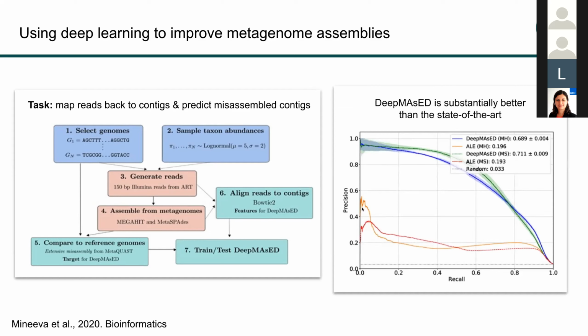This is a comparison of DeepMAsED to the state of the art. This is a precision recall curve, and you want farther top right, which is best. Random is shown here in this dashed line. The state of the art using two different metagenome assemblers, MegaHit and metaSPAdes, is shown here, and then our approach with those two assemblers is shown over here. You can see that DeepMAsED substantially improved upon the state of the art.